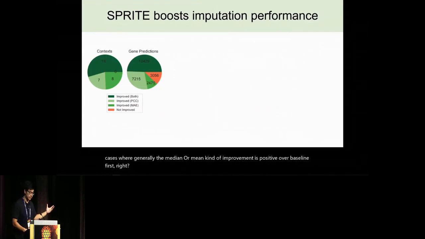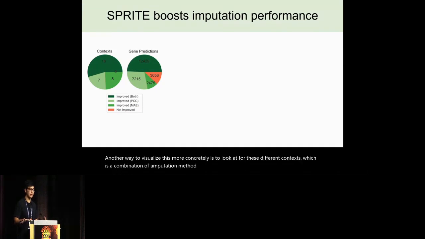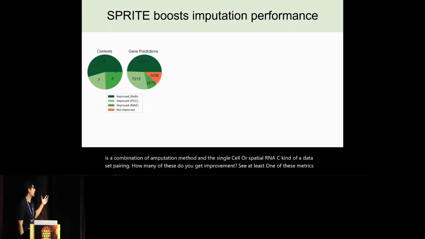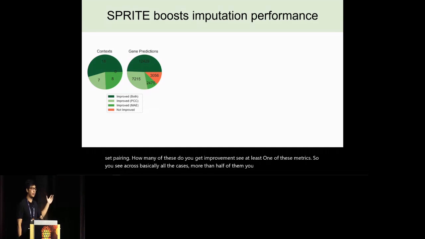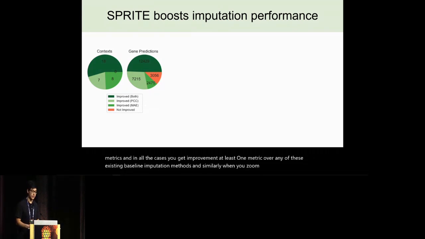Another way to visualize this more concretely is to look at, for these different contexts, which is a combination of an imputation method and the single cell or spatial RNA-seq data set pairing, how many of these you get improvements in for at least one of these metrics. Across basically all the cases, more than half of them you get improvements in both metrics, and in all of the cases you get improvement in at least one metric over any of these existing baseline imputation methods. And similarly, when you zoom in at the gene level, you see that only for a very small minority of cases do you actually see no improvement across both of these metrics.